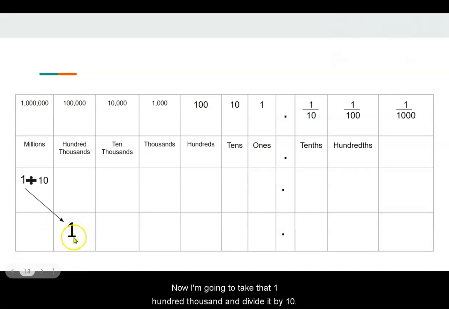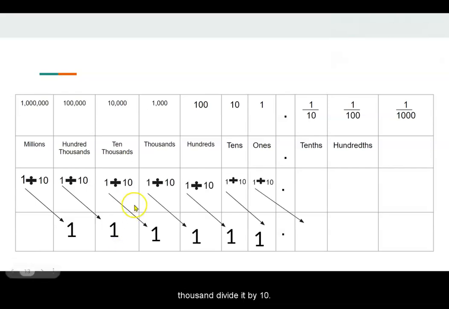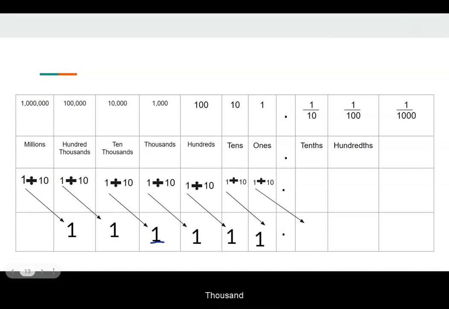Now I'm going to take that 100,000 and divide it by 10. How many 10,000s do you think that's going to give us? Yeah, that's going to give us 10,000. Now I'm going to take that 10,000, divide it by 10, and that is going to give me 1,000. I'm going to take that 1,000, divide that by 10, and that's going to give me how many hundreds? That's right, it's going to give me 100. If I take that 100 divided by 10, that will give me 10. That 10 divided by 10 will give me 1.